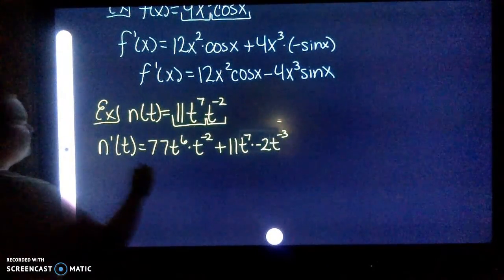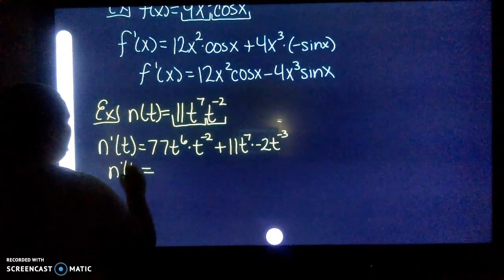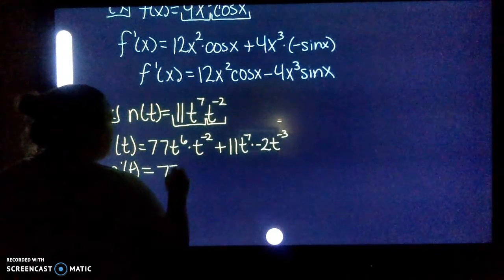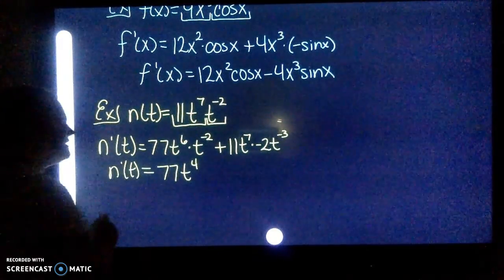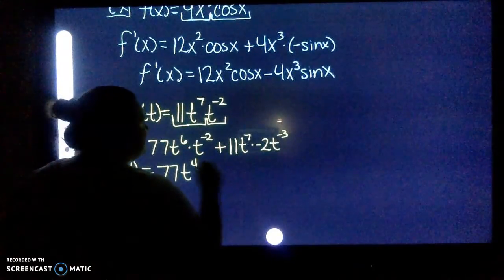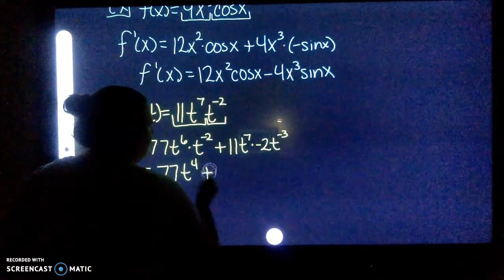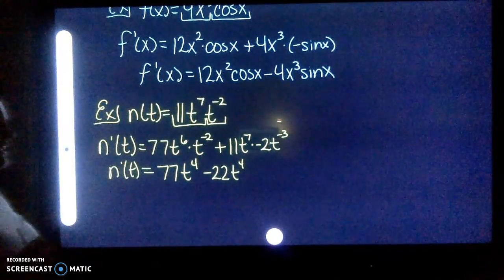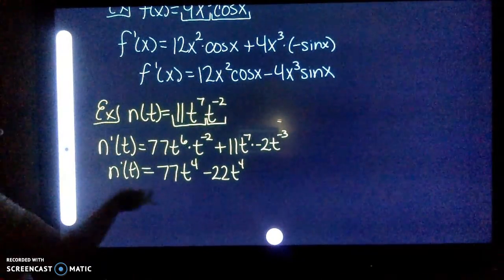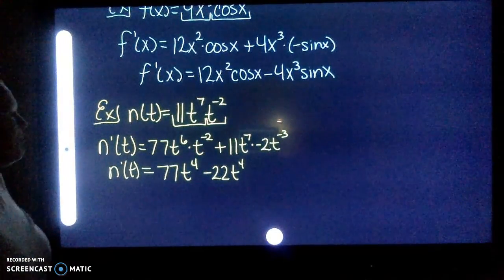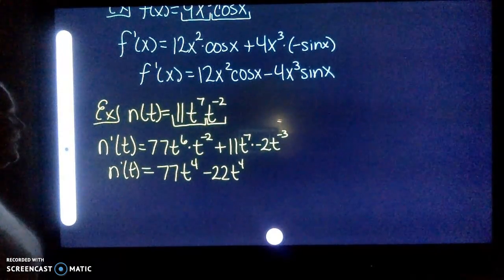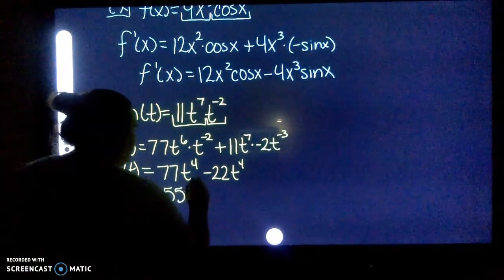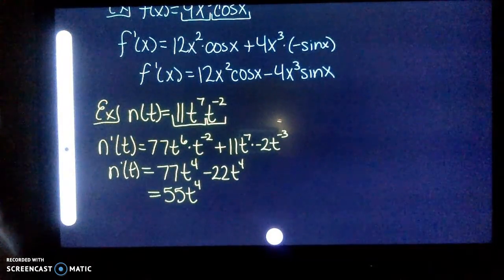Now I need to simplify. When I multiply two variables together, I add their exponents. So this one becomes 77t to the 4th, because 6 plus a negative 2 is 4, plus a negative 22t to the 4th, because 7 plus a negative 3 is 4. Then I have 77t to the 4th minus 22t to the 4th, 77 minus 22 is 55t to the 4th, because they were both the same, I can put them together.